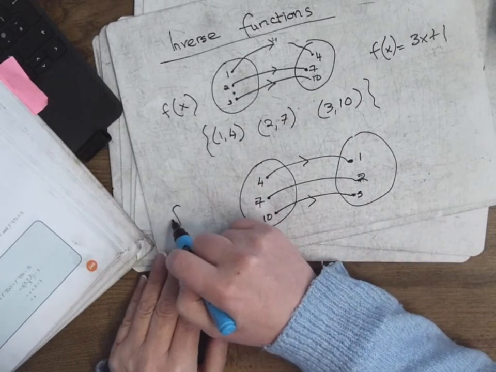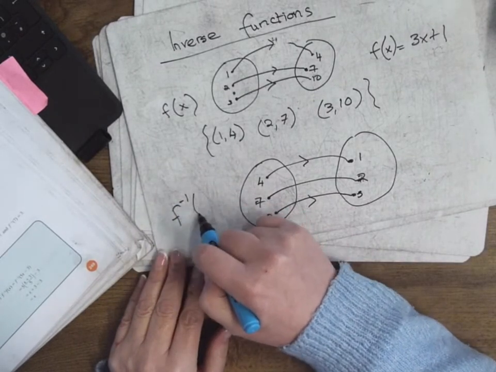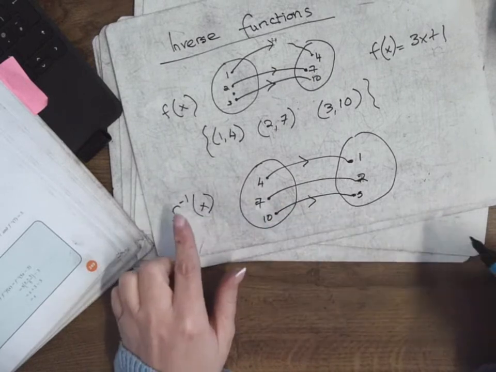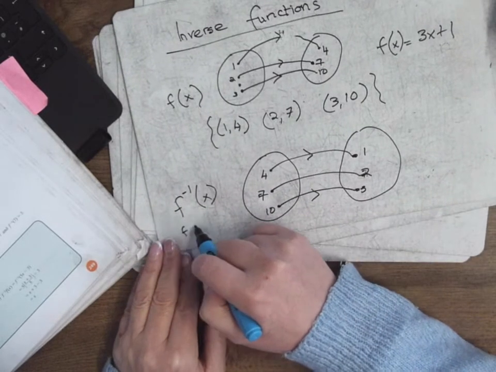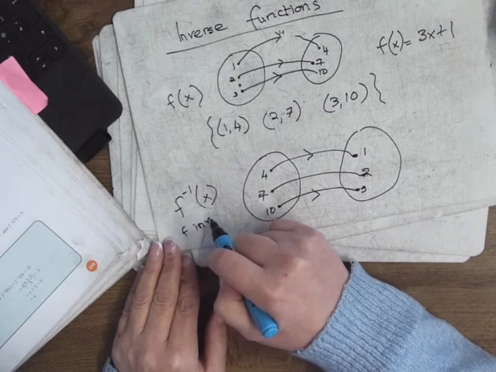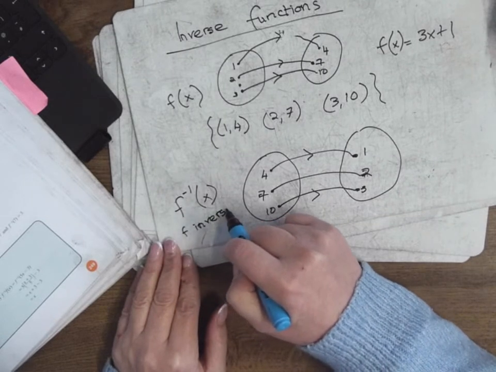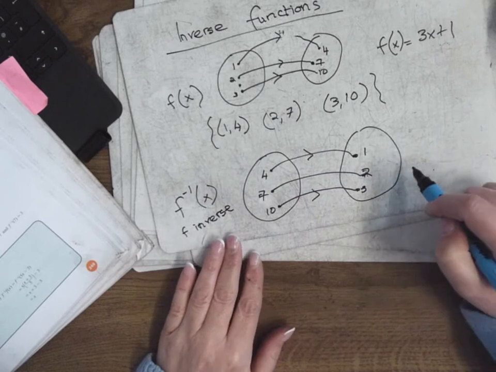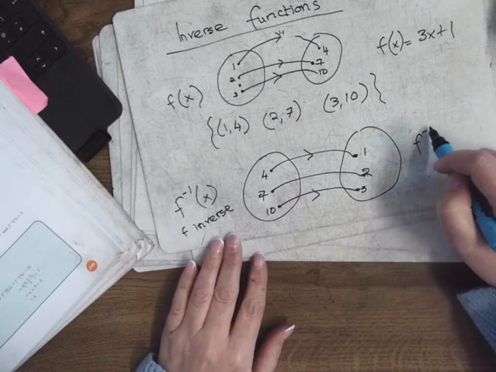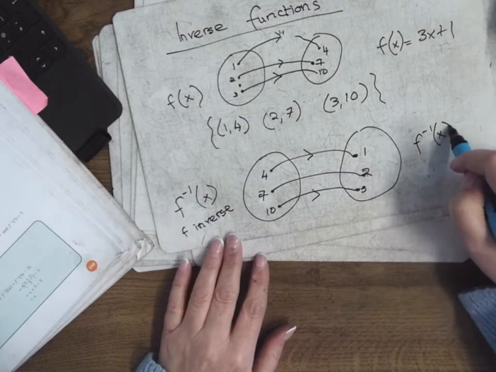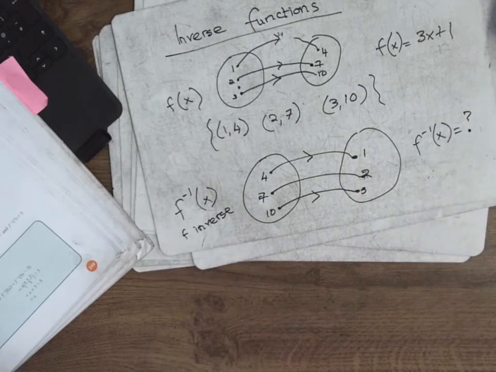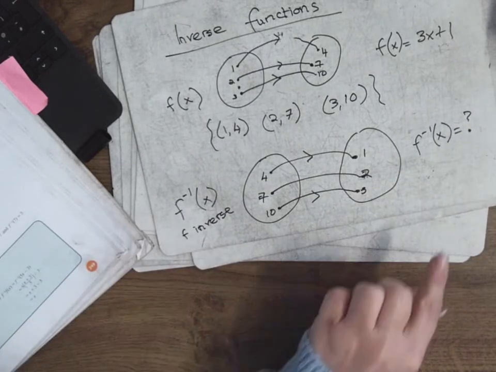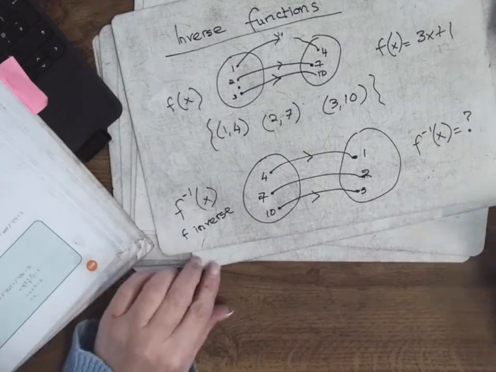This is called f inverse, and this is how they write it. F with a little -1 on it. So it's called f inverse. Okay, so f inverse, can we come up with a rule for it? So how do you come up with the rule for f inverse?